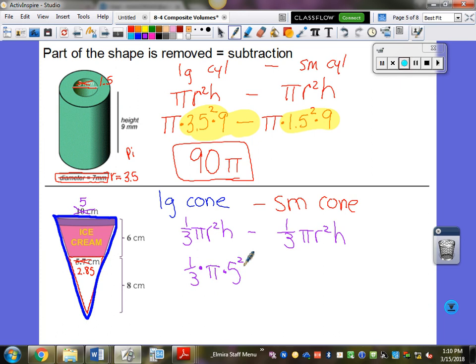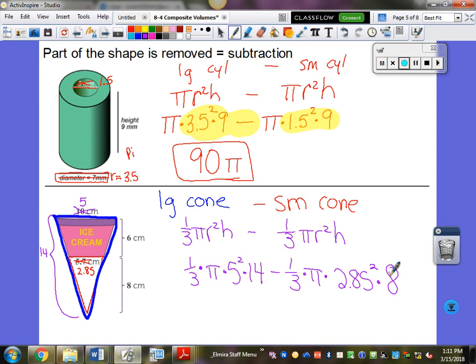So 5 squared. The height. Well, they don't tell me the height of the whole blue cone, but they do tell me what the pieces are. One piece, the ice cream container, is 6, and then the cone part that gets cut off is 8. So I can add those together and find out that the entire cone has a height of 14. Subtracting off 1/3 times pi times the small cone has that radius of 2.85 squared and the height of 8.